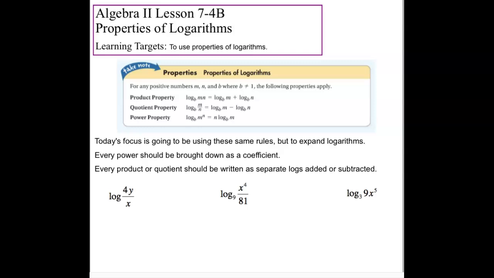So yesterday we started section 7.4 and we were condensing using our 3 log properties. Today we're going to do the opposite. We're going to expand them. So we're still using the same properties.